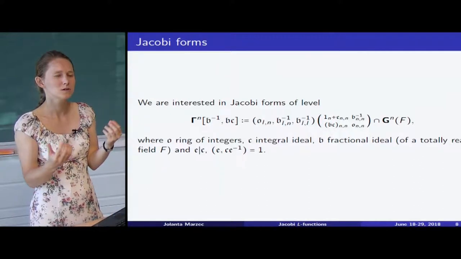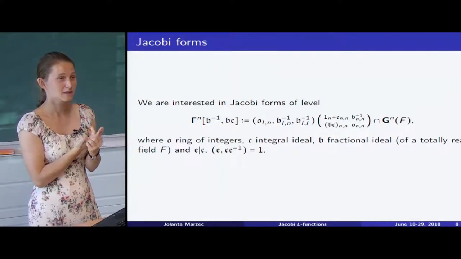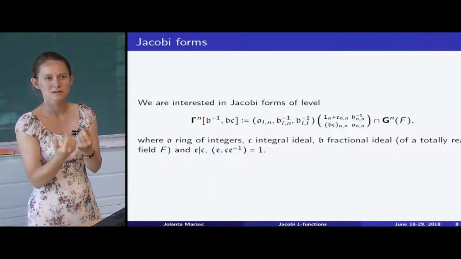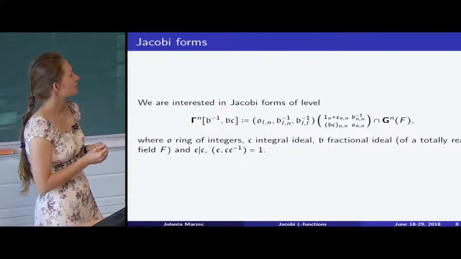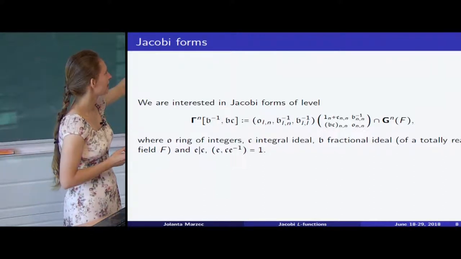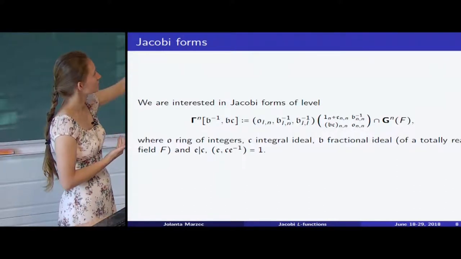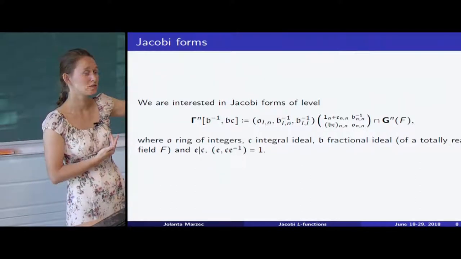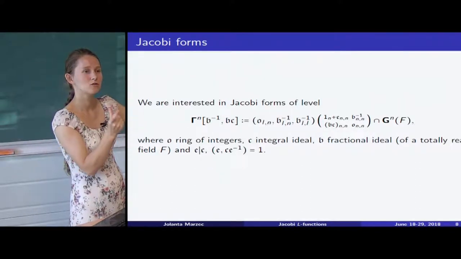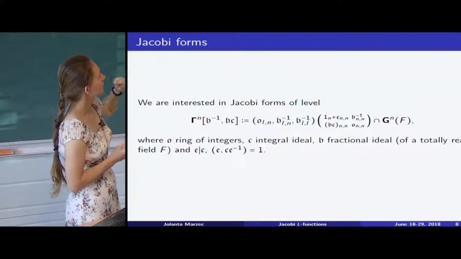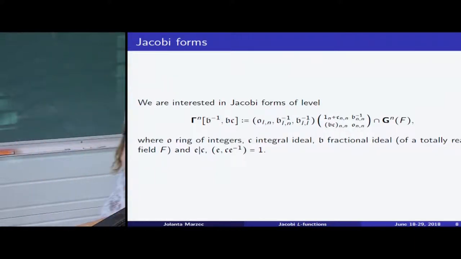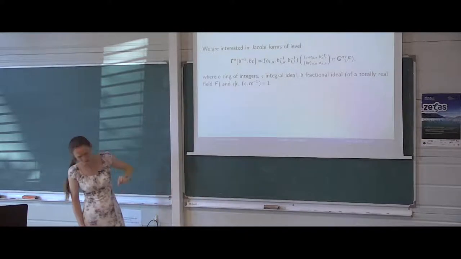But actually, it is also possible to define them over a totally real field. I didn't want to do this from the beginning just because it's slightly more complicated, but it doesn't really matter that much when we talk about the action of a Jacobi group. We can think of this as the action of a certain congruence subgroup of the Jacobi group whose entries are over a totally real number field. So when I'm writing, for example, O_{L,N}, I mean L by N matrices whose entries are in the ring of integers of F.